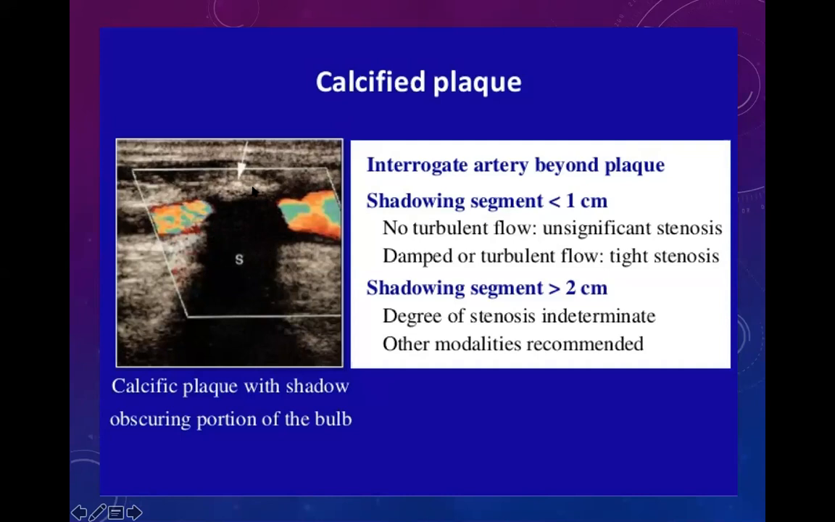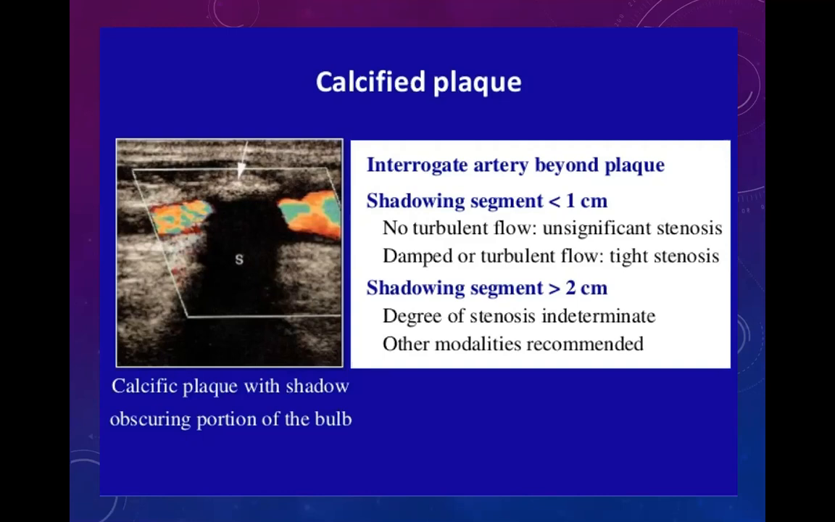So interrogate the artery beyond the plaque. If the shadowing segment is less than 1 centimeter, it will have no turbulent flow. Then it is insignificant stenosis. If there is dampened or turbulent flow beyond the plaque, then there is a tight stenosis, which is hidden in this obscured plaque that you are not able to interrogate further. So if the shadowing segment is more than 2 centimeters, then the degree of stenosis is indeterminate, and other modalities like angiograms may be recommended. But if you go before or after, you can have an idea based on how the flows are, whether there is something significant inside the plaque or not. You may not be able to tell for that reason, but seeing further ahead may give you a clue about that.